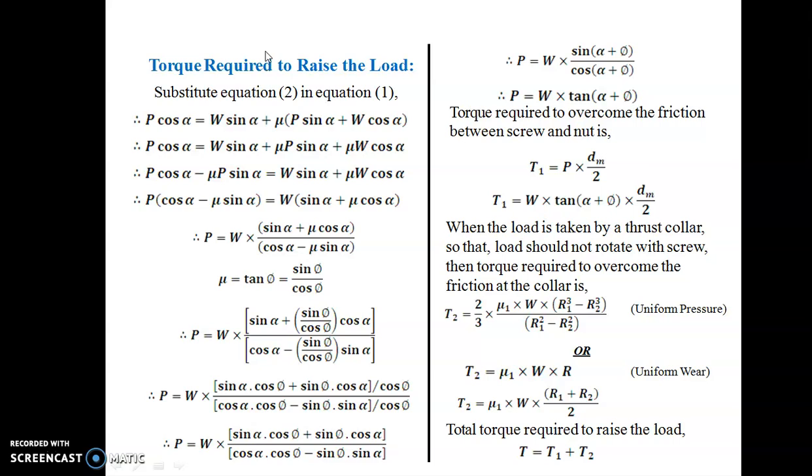Now, substituting, now we'll see first the torque required to raise the load. Substituting equation 2, that is the value of Rn, in equation 1, we'll get P cos alpha is equal to W sin alpha plus mu Rn, that is P sin alpha plus W cos alpha.